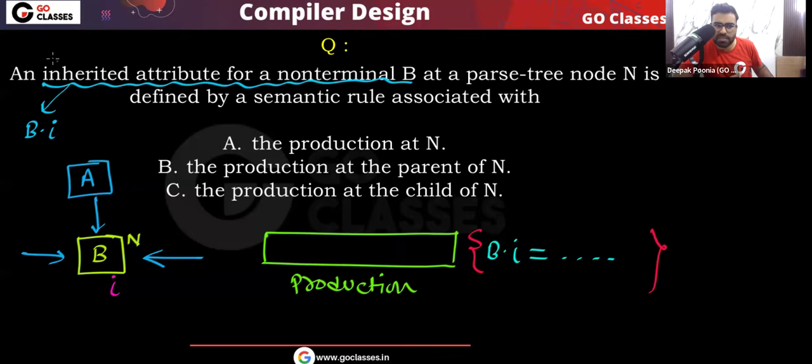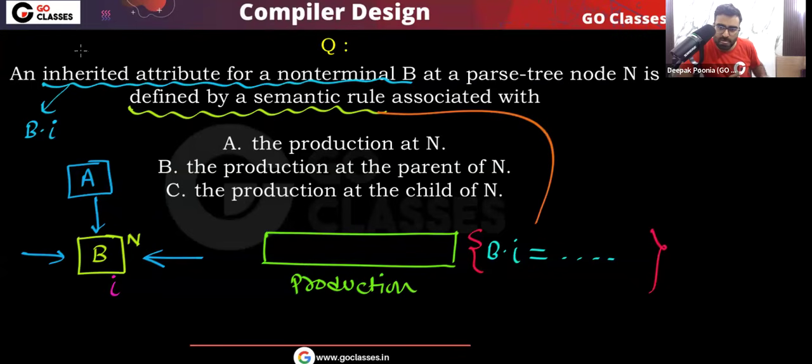See, very simple question I'm asking. The inherited attribute of non-terminal B is defined by a semantic rule. Let's assume that rule is this. Okay, so you can see this is defined by a semantic rule, and let's assume this is that semantic rule. Is this clear? Very simple.